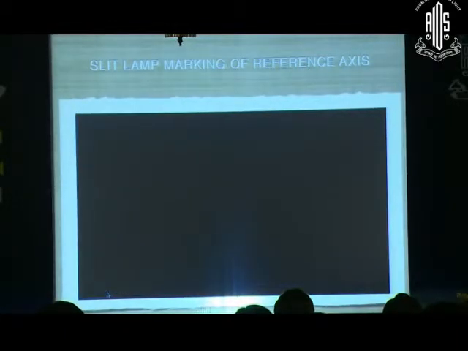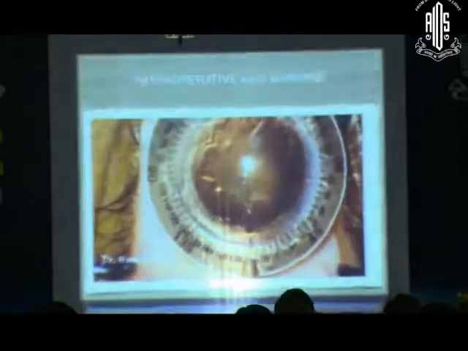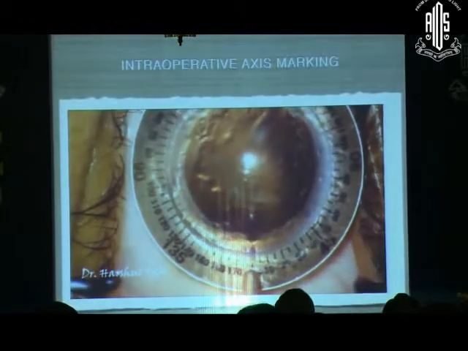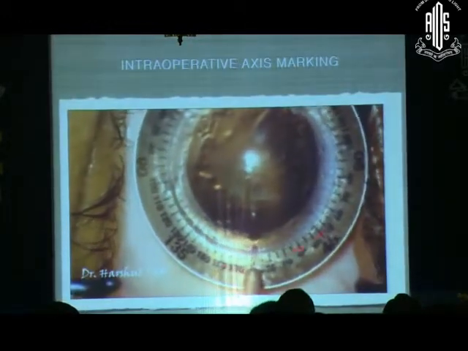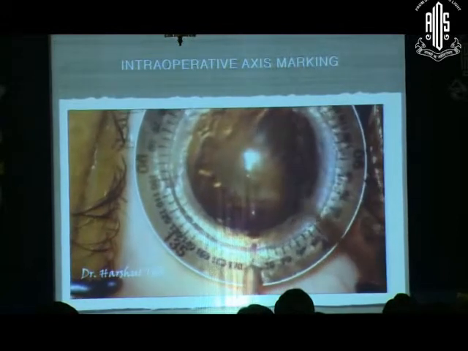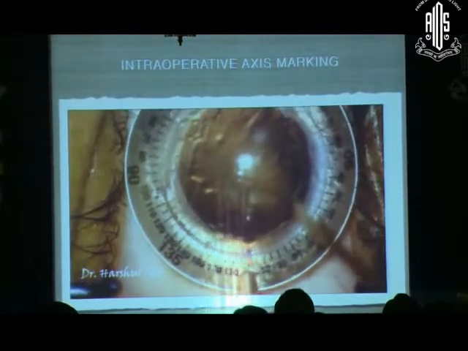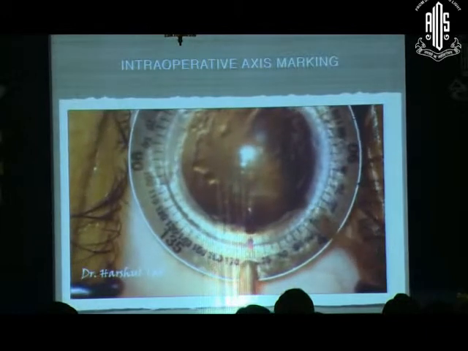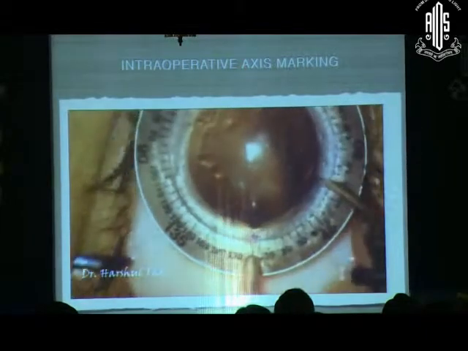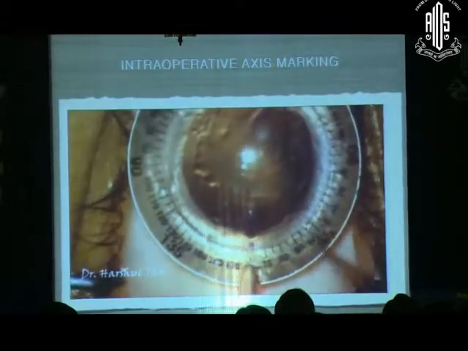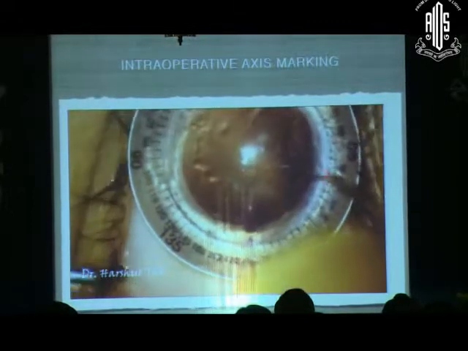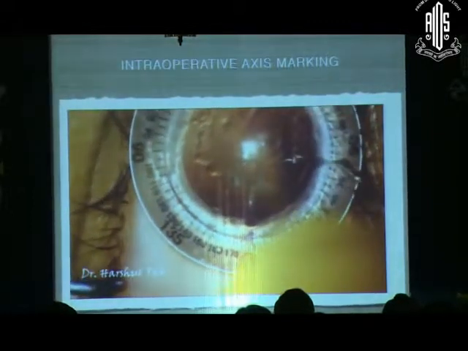So after marking this 0 and 180 degree, now we come to the intraoperative axis marking. This is the Mendes degree gauge. So these are the 2 grooves here and that side. So we align them to 0 and 180 degree. Again, I use a 26 gauge needle to mark the desired axis.